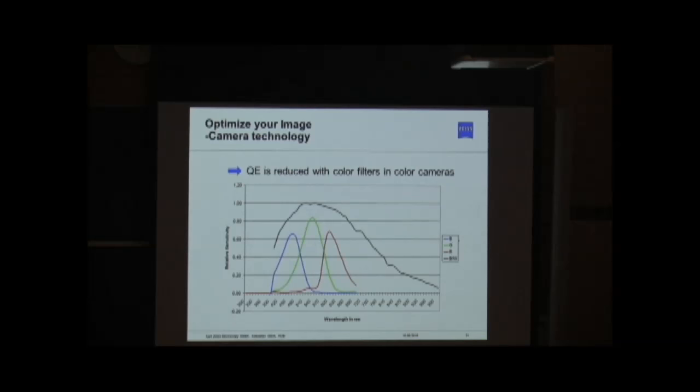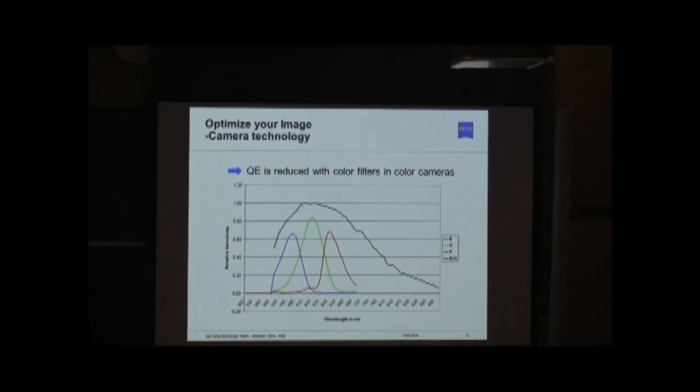Also keep in mind that when you use a color camera, for instance, because you don't have another choice in your lab, the quantum efficiency in color cameras is always reduced compared to a black and white camera. So the black line indicates the quantum efficiency of a black and white camera, and the three color traces are those of a color camera. A color camera is nothing else than a black and white camera with a color filter in front of it. Any kind of filter or glass that you put in front of a light sensitive surface just absorbs some light. And therefore, fewer photons will reach the photosensitive surface to be converted to electrons.